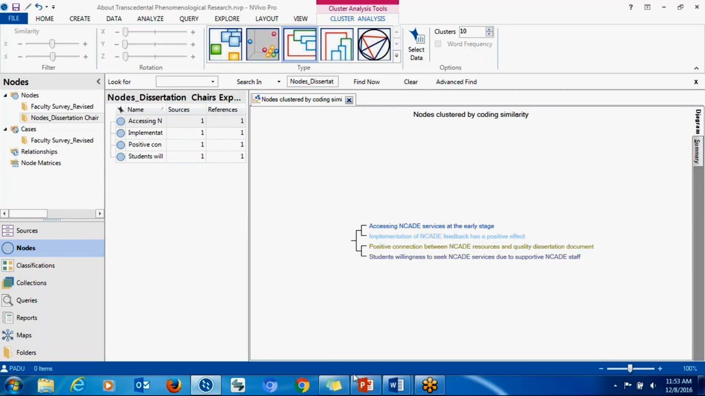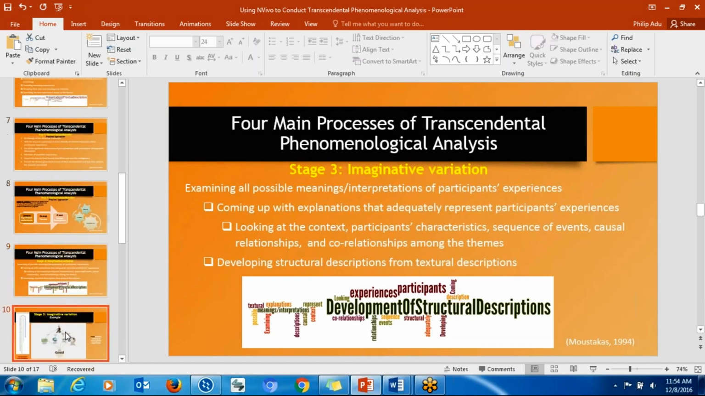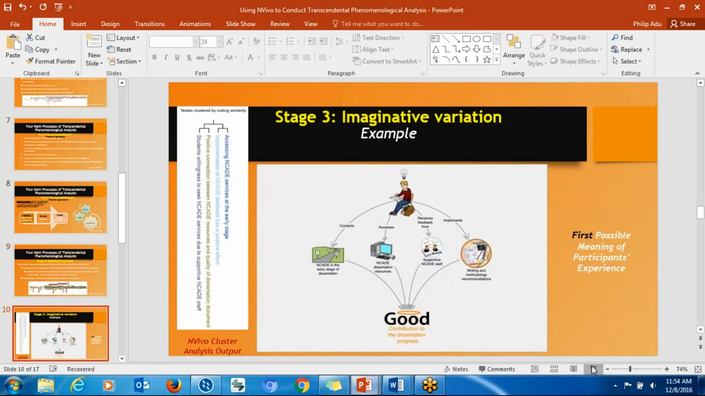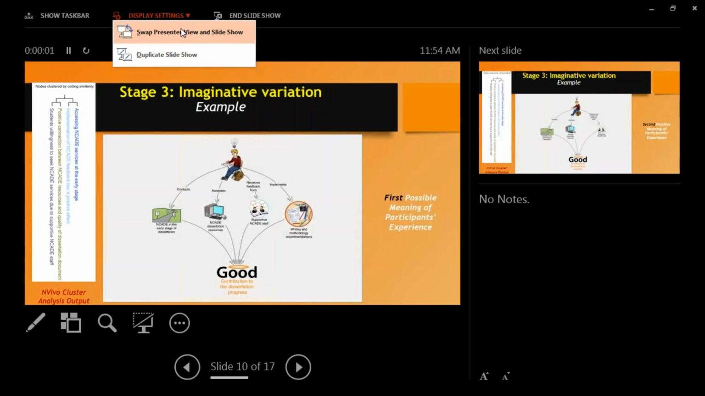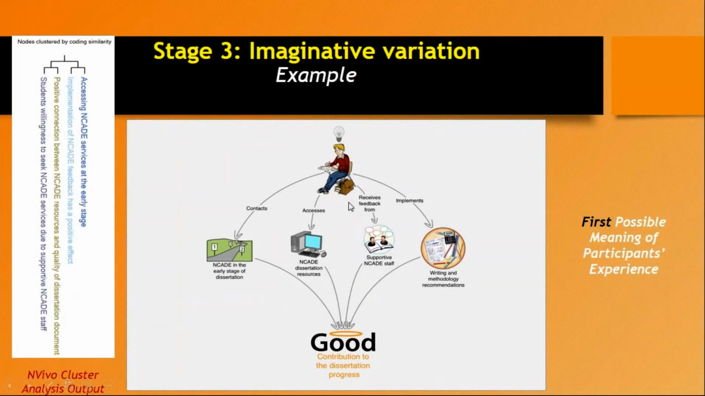That's why we call it imaginative variation. You come up with a lot of meanings, and then based on that you determine which one best represents the information participant gave you. So this is what I came up with. Let me show you this. So this one is just a visual representation of what you have to think about.